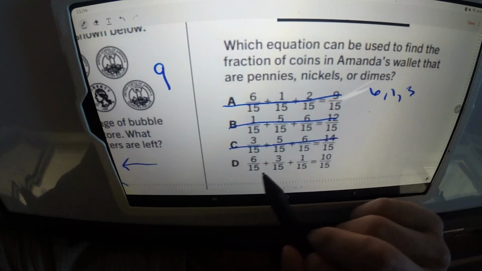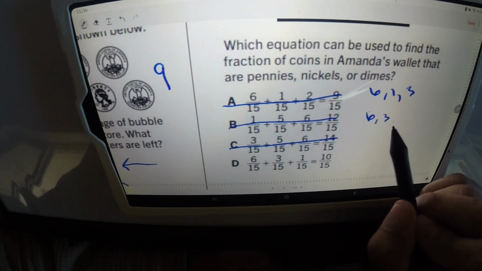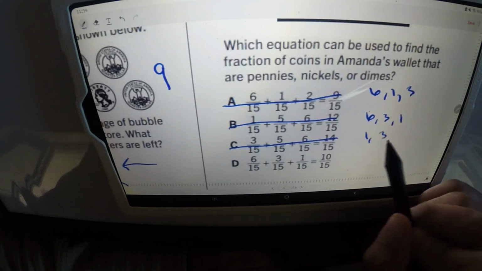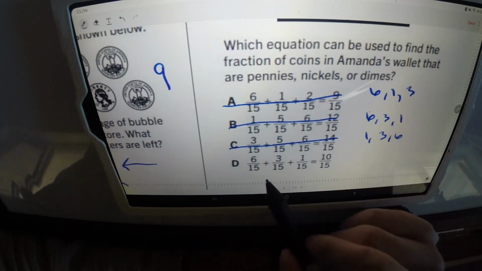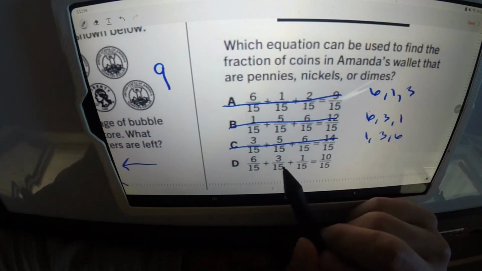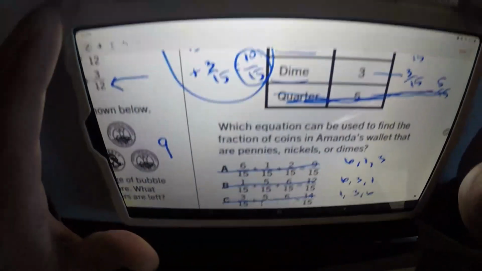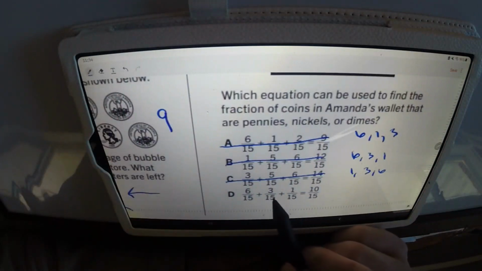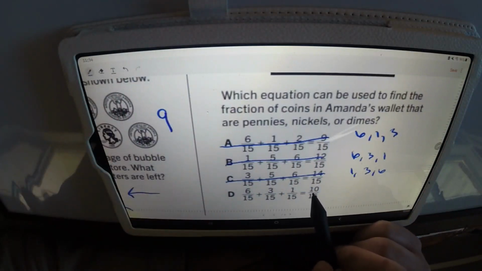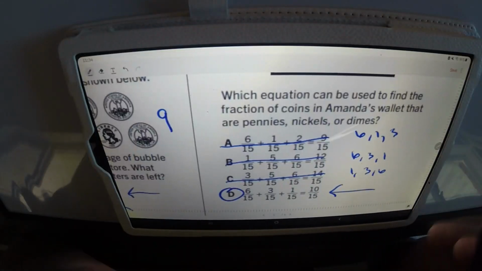No. Look at D. Remember, 6, 1, and 3, or any combination of those. So it could be 6, 3, 1, or 1, 3, 6. There's a whole bunch of combinations we can make. Basically, we want these 3 numbers to show up: 6, 1, 3. Then what do we say our total was? Right there. 10 over 15. That's what we want our total to be. So we have 6, 1, 3, and 10 for our total. This is our answer. That gives us exactly what we're looking for. And that is number 5.